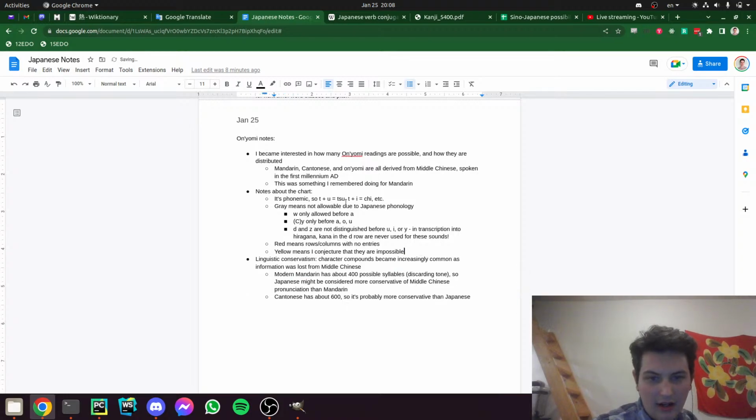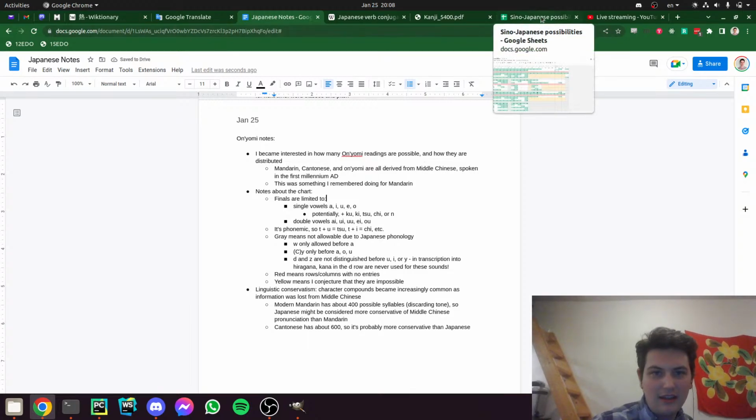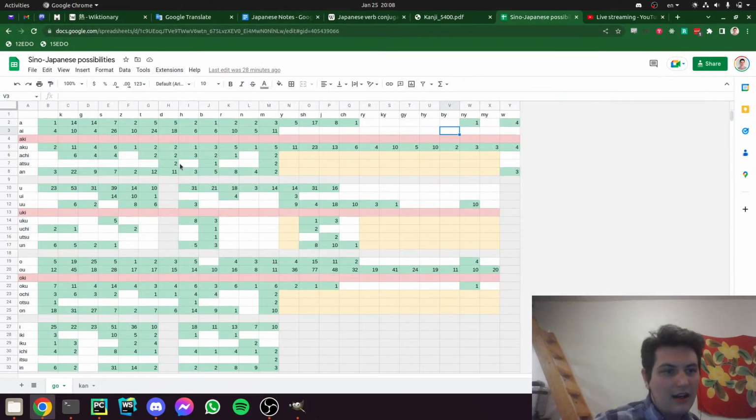and I'll move this over a little here. So the 5 single vowels, a, i, u, e, and o, and each of those could be followed by the nasal n, or one of the 4 additional syllables, ki, ku, chi, or tsu, which are basically the Japanese attempt to pronounce the t or the k sound that could come at the end of Middle Chinese syllables.